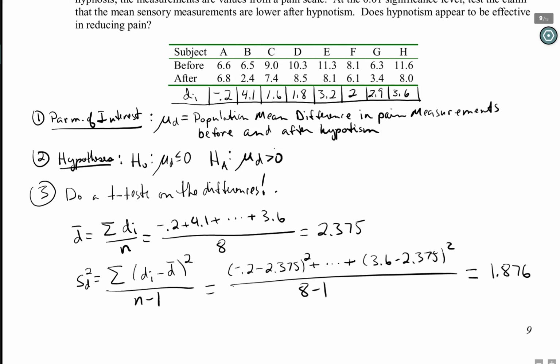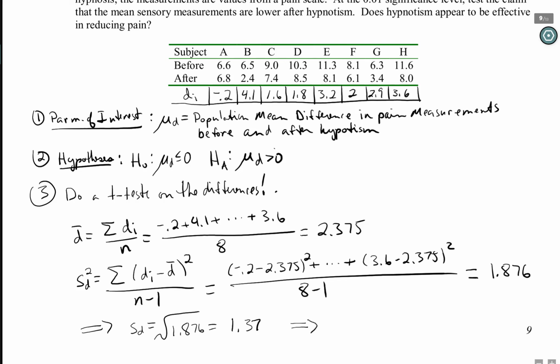1.876. Okay, and so what that means is the standard deviation is the square root of that value, which is 1.3698. Or if you want to write it, maybe we should write it as 1.370, or 7 rather. That's my d bar. SD, the t statistic here.